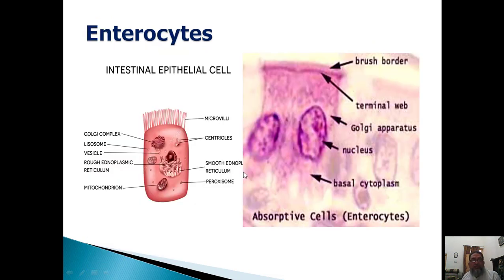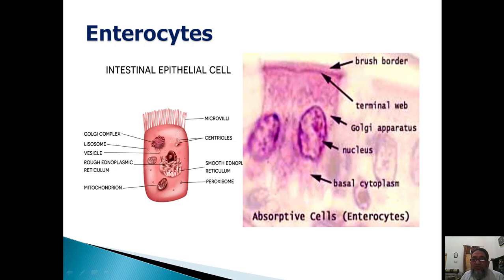The first is the enterocytes, also called columnar absorptive cells. These are the cells most prevalent in the epithelium of the intestine. The microvilli are numerous to increase the surface area for absorption.